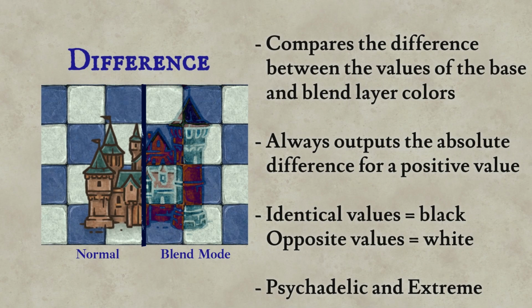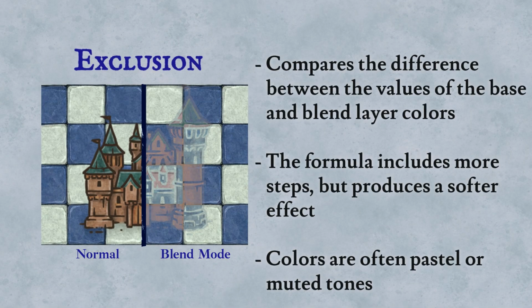The difference blend mode compares the difference between the base and blend layers to determine the resulting color. This always outputs the absolute difference for a positive value. The result will be black where the values are identical and white where the colors are opposite extremes. You'll get a harsh inversion of color that's often psychedelic and extreme. The exclusion blend mode also compares the base and blend layers, but with a formula that's a little more complicated and produces a much softer effect. Your colors are often pastel-like or muted.